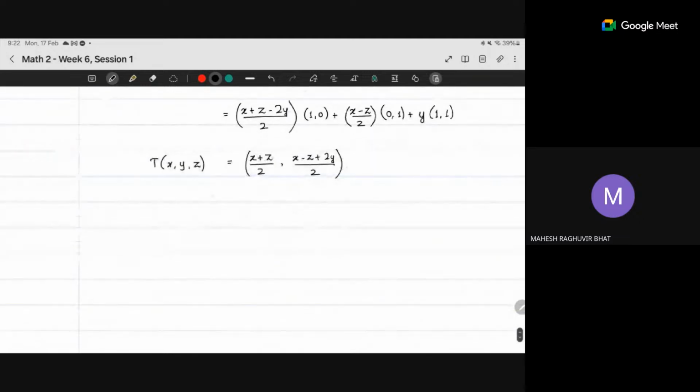So what is that 2 cross 3 matrix? It has 3 columns. The first column is T of E1, second column is T of E2, third column is T of E3. So what is T of E1?